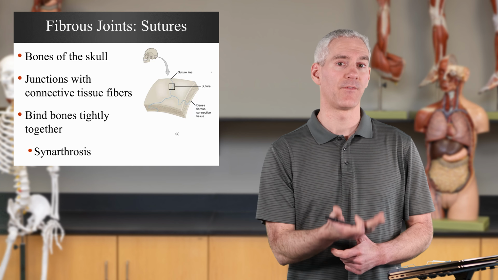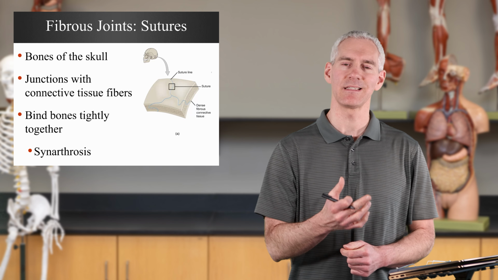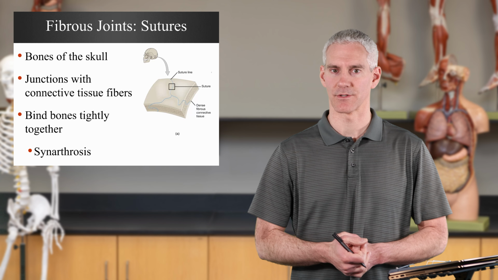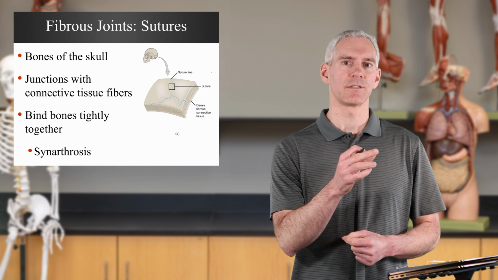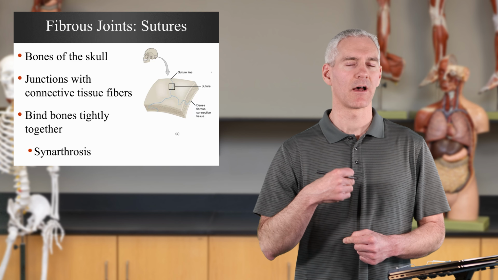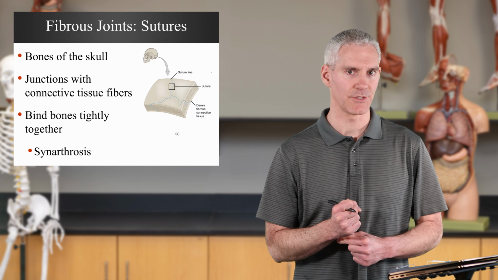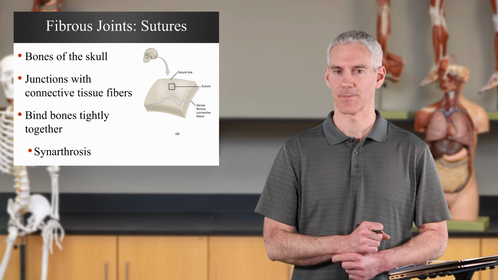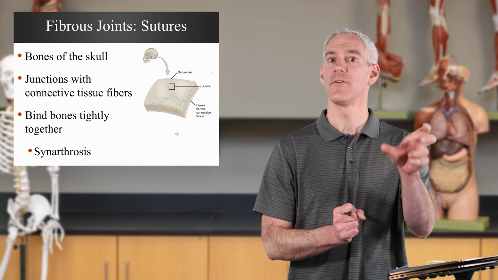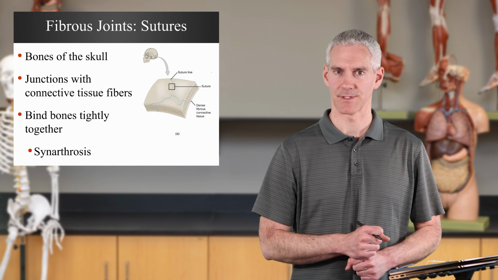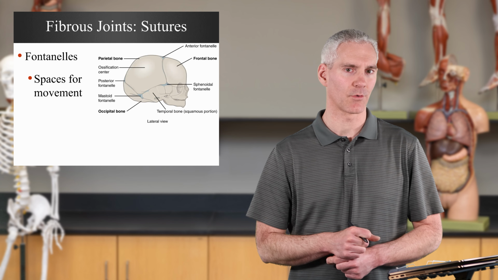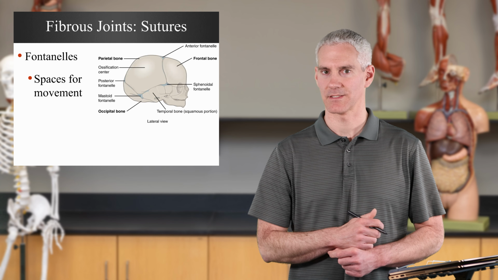Now, the functional classification here is synarthrosis because there's really not movement of the sutures. So the suture is going to be a type of fibrous joint, and the actual functional classification is synarthrosis. So structural is fibrous sutures. Functional is synarthrosis. But to stay in the sutures category, we have fontanelles.